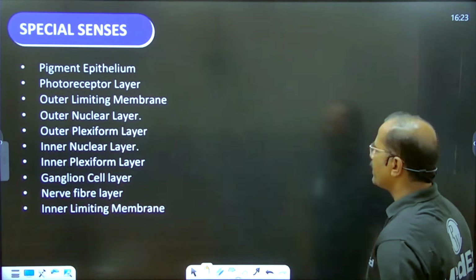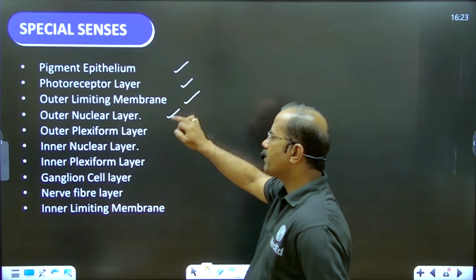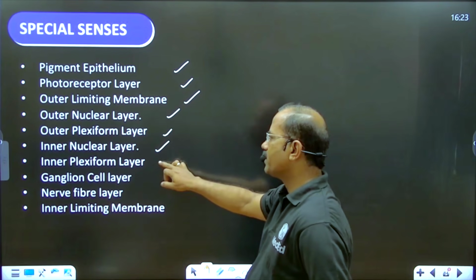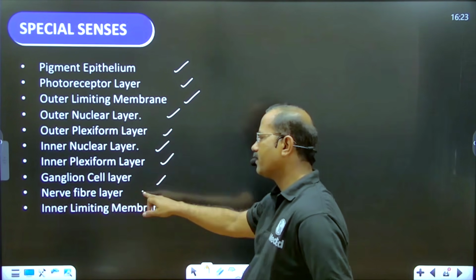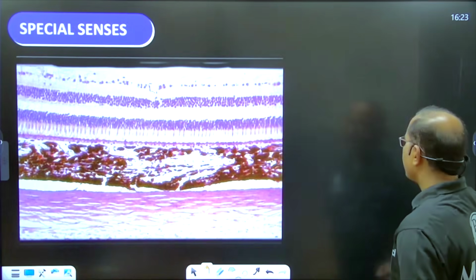So this is the slide of cornea, and finally the last slide is of the retina. The 10 layers of retina: pigment epithelium, photoreceptor, outer limiting, outer nuclear, outer plexiform, inner nuclear, inner plexiform, ganglion cell layer, nerve fiber, and inner limiting membrane. So this is the retina.